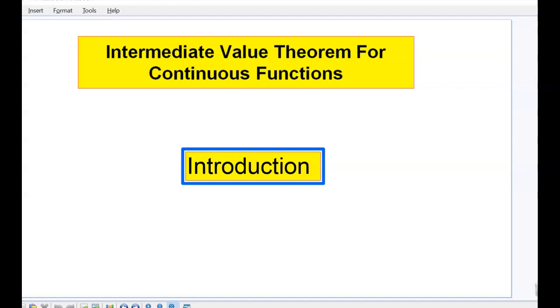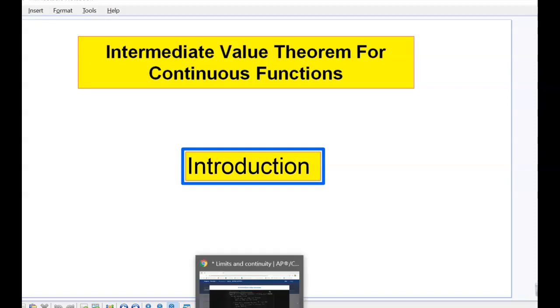In the last part of section 2.3 dealing with continuity, we're going to deal with the intermediate value theorem for continuous functions. So there is a video here that we're going to watch quickly dealing with this. So you can sit back and watch this video. I'll put the closed caption on so you can follow along.